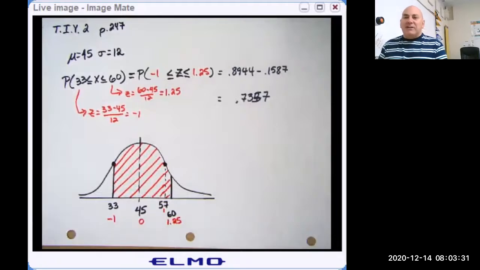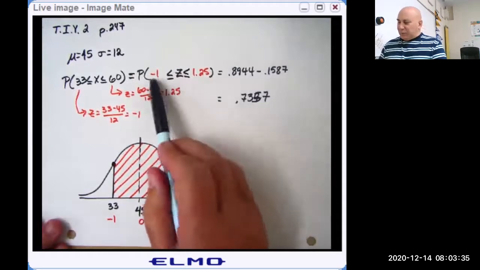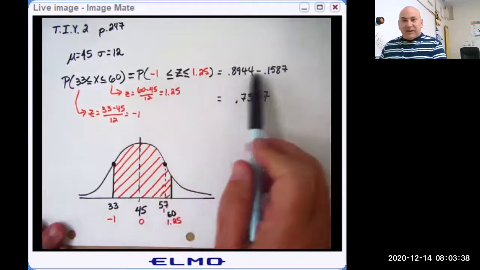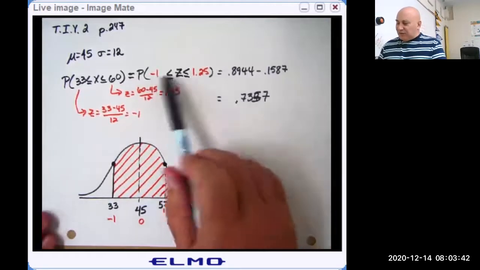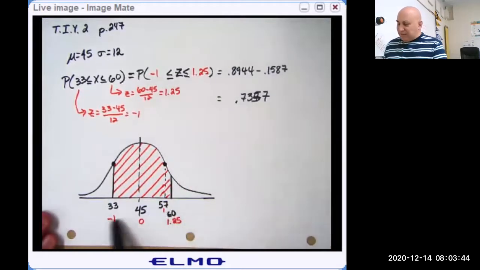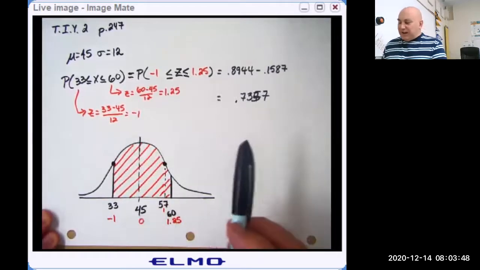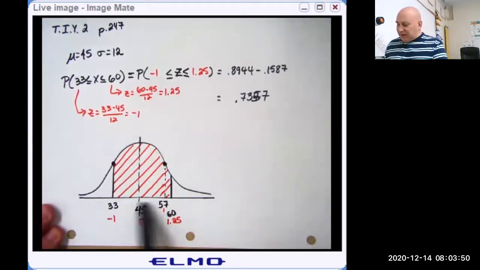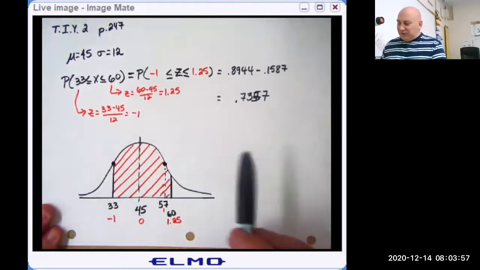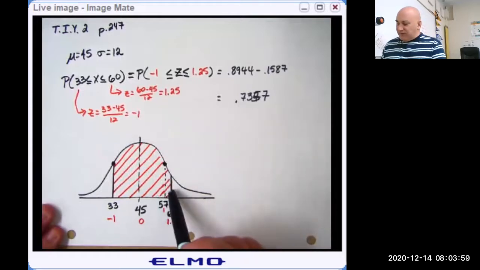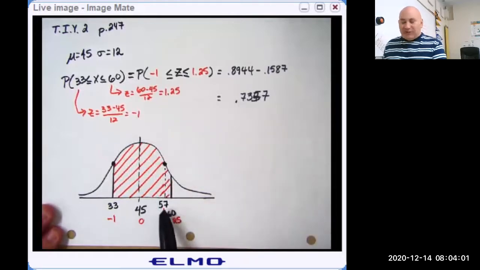Something I want to make exceedingly clear. There's a difference between a Z-score and a table value. They are not the same thing. The Z-score tells you how many standard devs you are away from the mean. So the Z-score is just on the x-axis. How many standard devs are you away from the mean? The table value is the area under the curve to the left of that Z-score.